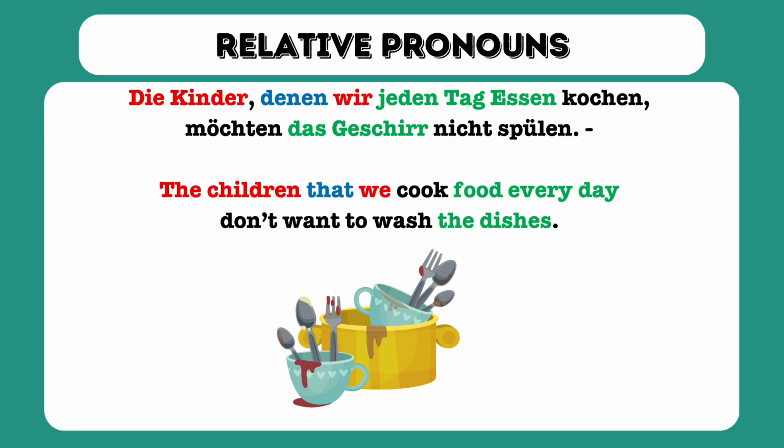The children are the indirect object of that secondary clause, which gives us the dative case and therefore denen for the plural version of the relative pronoun. Denen wir jeden Tag Essen kochen. Die Kinder, denen wir jeden Tag Essen kochen, möchten das Geschirr nicht spülen.